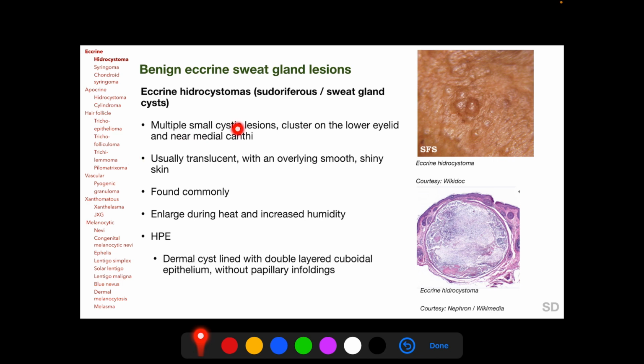Being cystic, they are usually translucent with an overlying smooth, shiny skin. They tend to enlarge during heat and increased humidity, and on histopathology, eccrine hidrocystoma appear as a dermal cyst lined with double-layered cuboidal epithelium without papillary infoldings. Papillary infoldings, as we will see, are found in apocrine hidrocystomas.